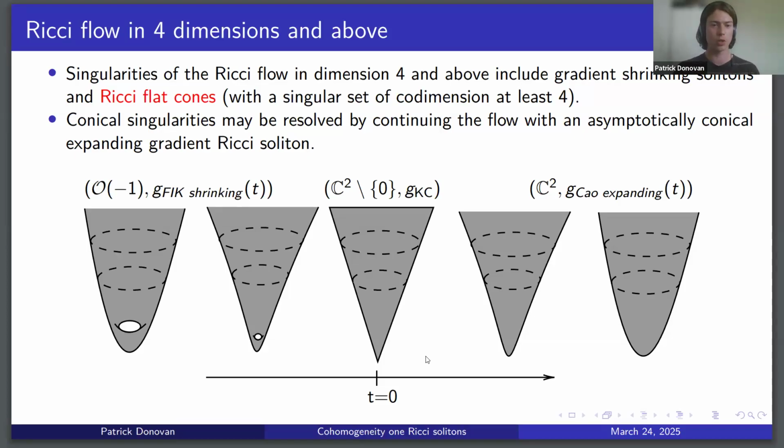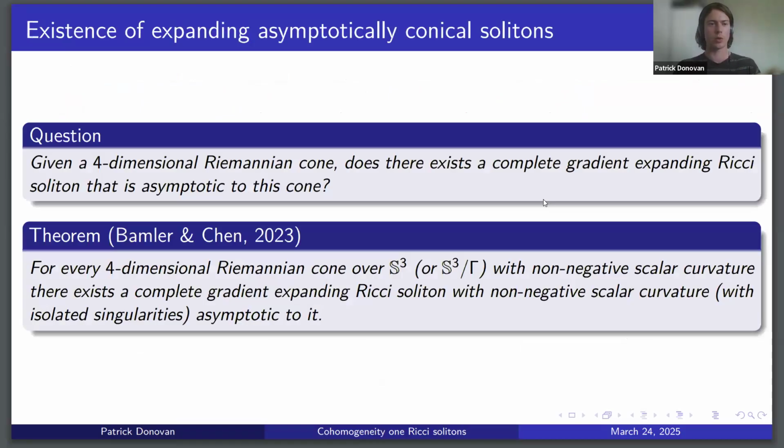Of course, understanding topologically what happens is another question, because I can lose the topology here. I went from a twisted line bundle to just C2, but still being able to flow past this with Ricci flow is an important thing we want to do in geometric analysis. Okay, so that leaves us with the question, can I always do this? If I have a 4-dimensional Riemannian cone, does there exist a complete gradient expanding Ricci soliton that's asymptotic to this cone? And, if my cone is over S3 or some finite quotient of this, the good news is yes, I can. This is work done by Bamler and Chen in 2023.